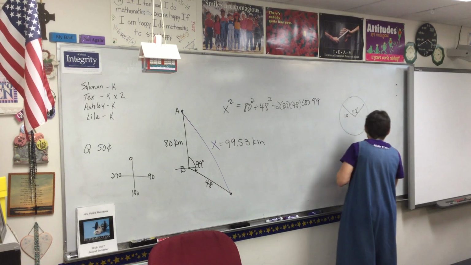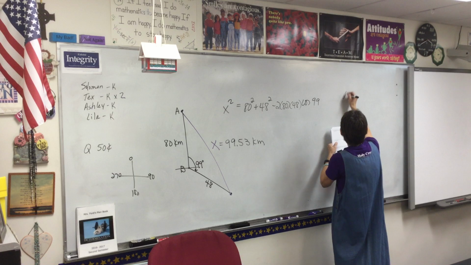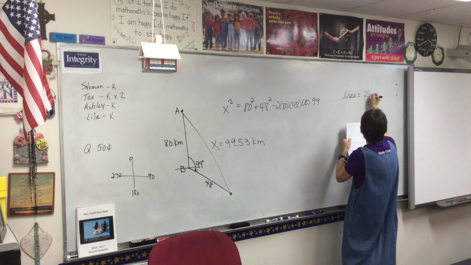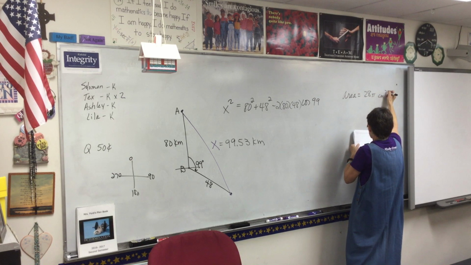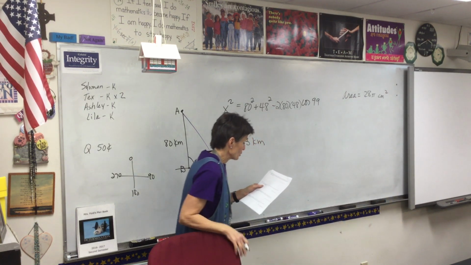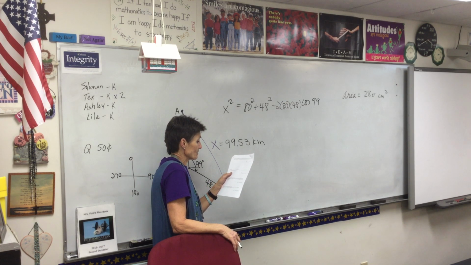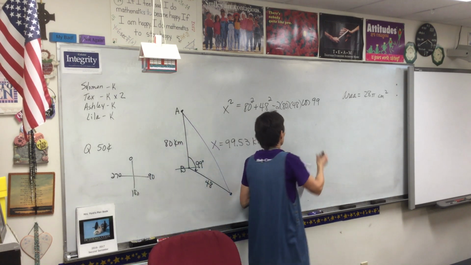I've got a little typo here. For the next one, number 4, the area is 28 pi centimeters squared. So I messed that one up big time. That should be 28 pi square centimeters. I think you were going to put it in there. I was, and I forgot.